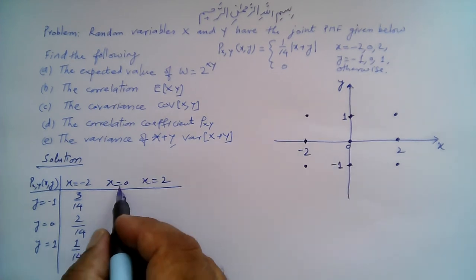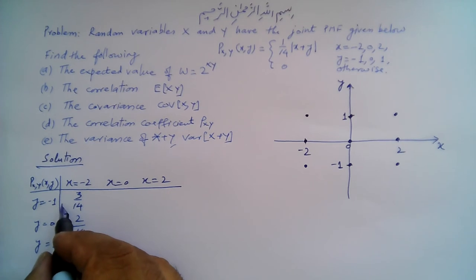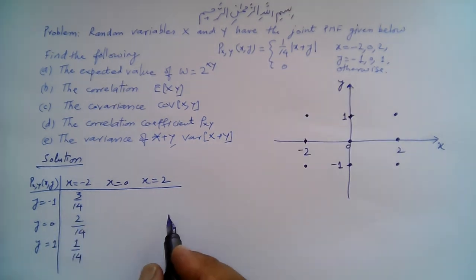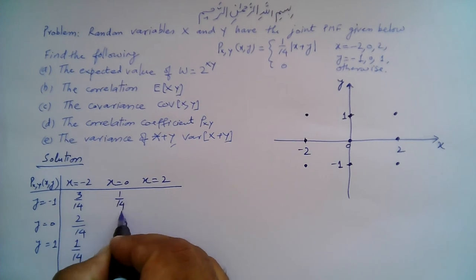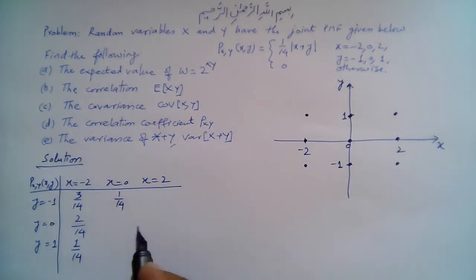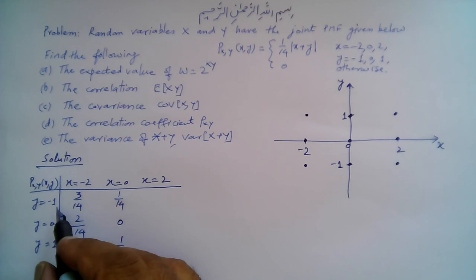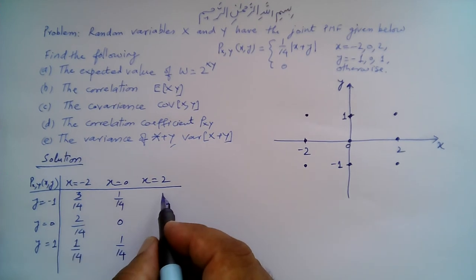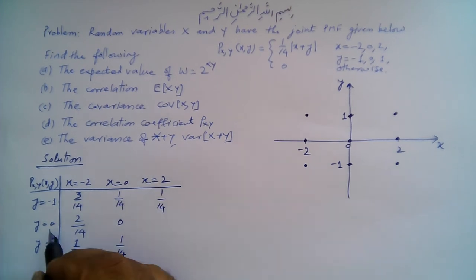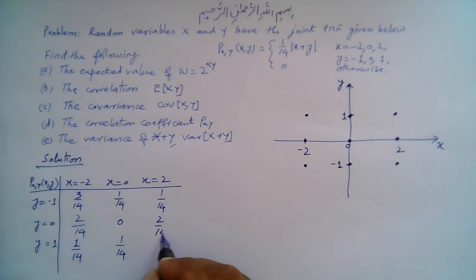In a similar manner, for 0 and -1, this will be -1, so it will be 1 over 14. Then 0 plus 0, multiplied by 1 over 14, that should be 0. Then 0 plus 1 is 1, so 1 over 14 here. Then 2 minus 1 is 1, so we have 1 over 14 here. 2 plus 0 is 2, so 2 over 14. And then 2 plus 1 should be 3 over 14 here.